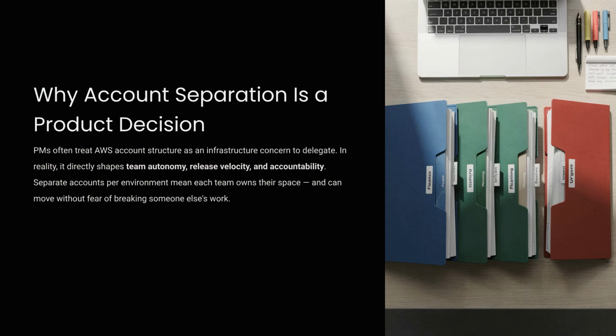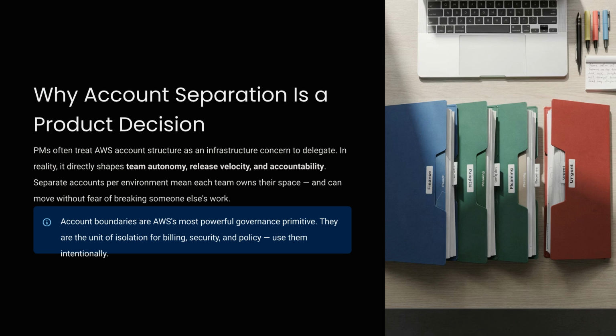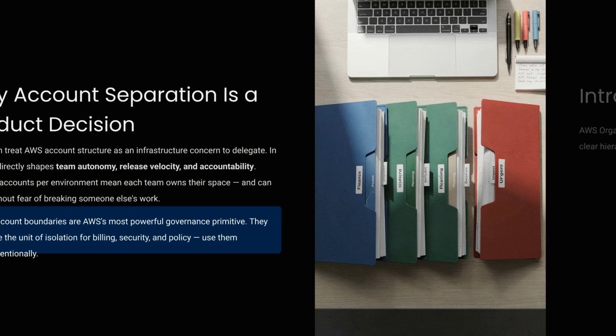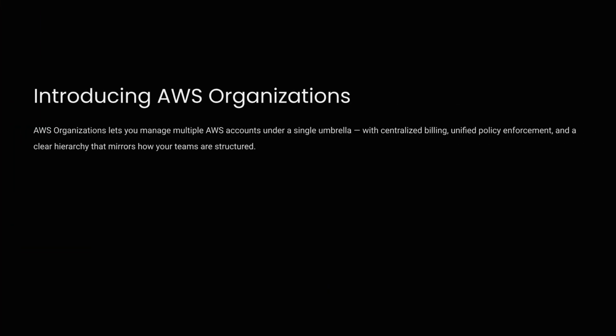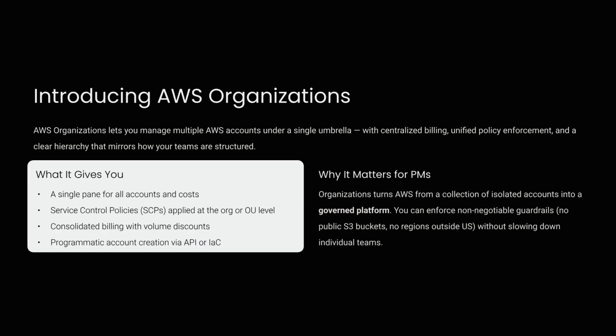Separating accounts per environment gives each team ownership of their space. Account boundaries are AWS's powerful governance primitive for isolating billing, security, and policy. AWS Organizations allows you to manage multiple AWS accounts under a single umbrella, providing centralized billing, unified policy enforcement, and a clear hierarchy. This is vital for product managers as it turns isolated accounts into a governed platform, allowing you to enforce non-negotiable guardrails.